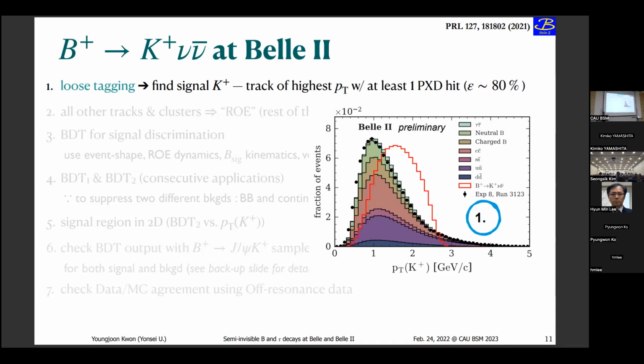Then we find K plus on the signal side, and we choose the highest transverse momentum track with proper kaon ID as our signal K. But we also require there must be at least one pixel detector hit. And this is the PT distribution of the kaon. The red one is the signal, and the other ones are Monte Carlo background. That means this PT has very nice information that we can use to statistically distinguish between the signal kaon and the background kaon or background particles.